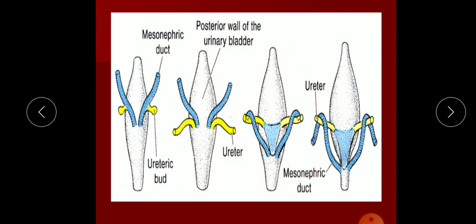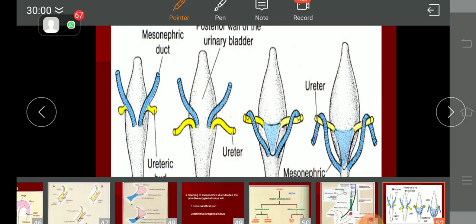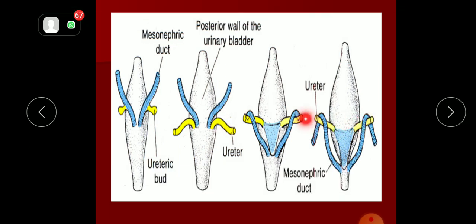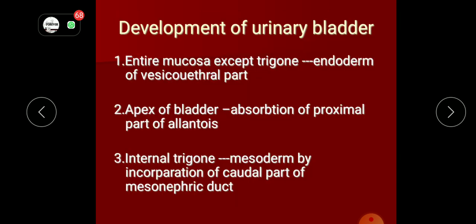So once this part gets absorbed, then you find the two ureters, the ureteric bud is on the other side. So what happens? The two ureters open on the internal trigone, and in the lower part you find the urethra starting. So that is how you get the internal trigone from this absorbed mesonephric duct.